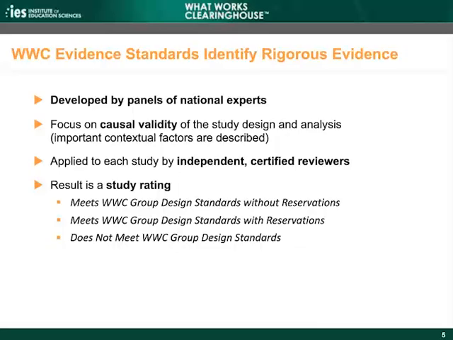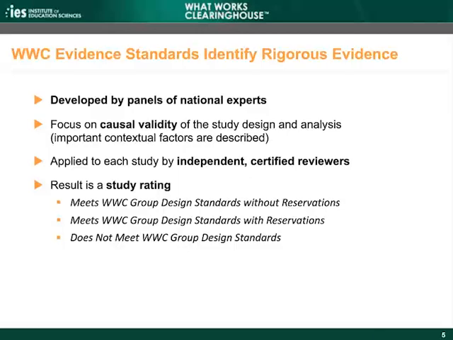The standards are applied by trained and certified reviewers to each study and ultimately are used to assign one of three ratings. The highest rating, meets WWC group design standards without reservations, is reserved for studies with the highest degree of causal validity, such as randomized controlled trials with low attrition. The next rating, meets WWC group design standards with reservations, applies to studies that provide causal evidence but with a lower degree of confidence, such as a quasi-experimental design that has shown that the study groups are similar. The final rating, does not meet WWC group design standards, is given to studies that have not demonstrated a causal link between the intervention and the findings.